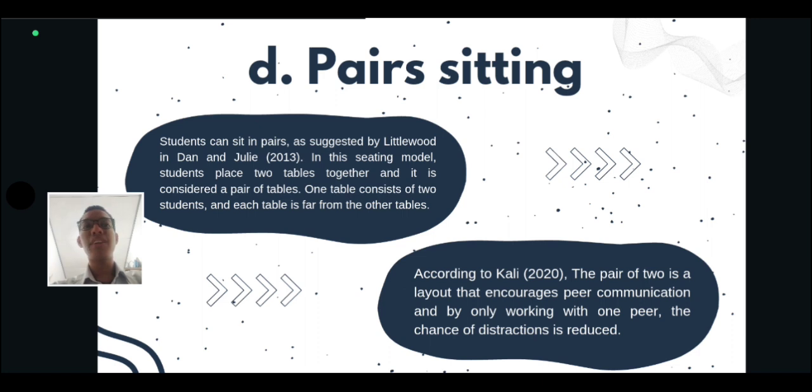Fourth is pair sitting. Students can sit in pairs, as suggested by Littlewood in Dan and Julie. In this seating model, students place two tables together and it is considered a pair of tables. One table consists of two students and each table is far from the other tables. According to Kali, the pair of two is a layout that encourages peer communication, and by working with only one peer, the chance of distractions is reduced.